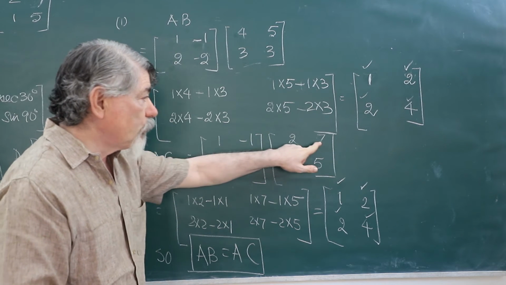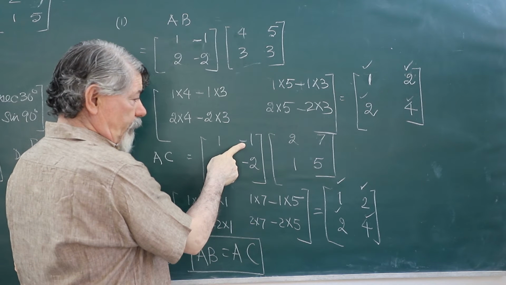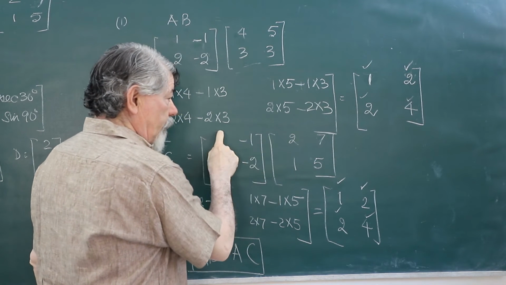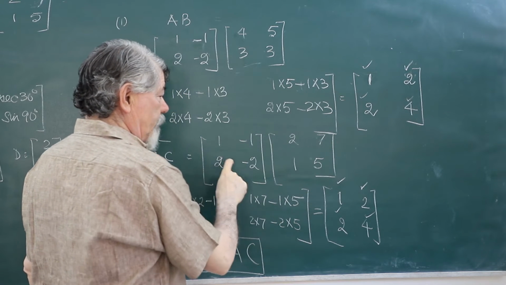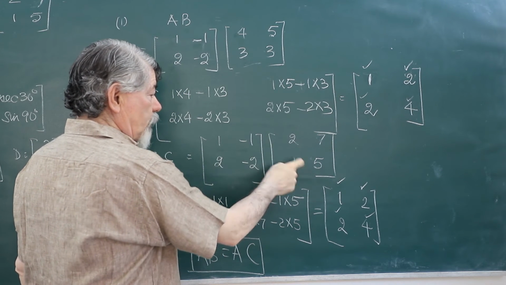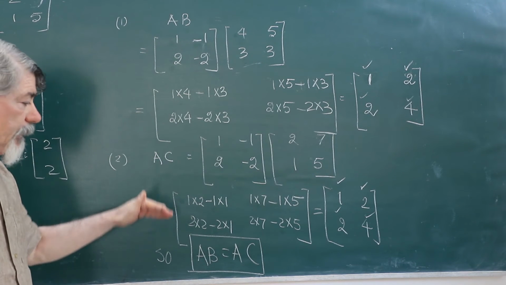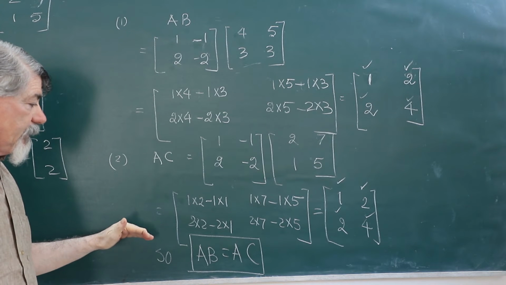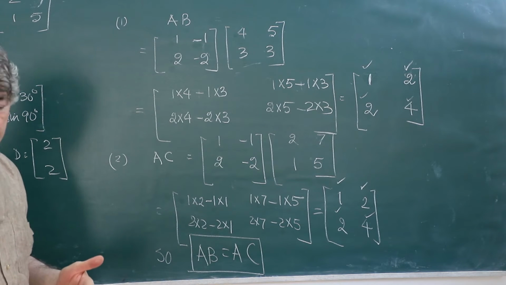It will be first row also, first column also. Then the second element of the first row with the second element of the first column. First row, first column. First row, second column. Second row, first column. Second row, second column. So by multiplication we calculated AB, we calculated AC, and we found that AB is equal to AC.